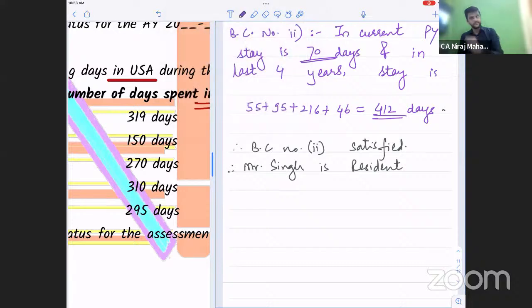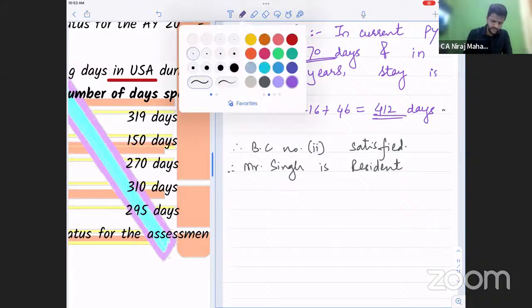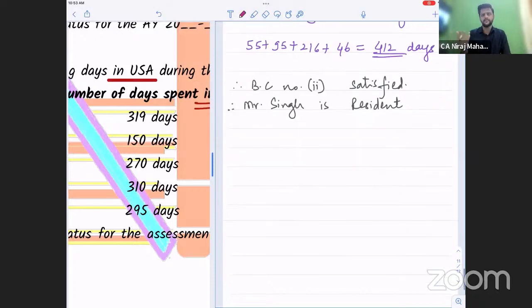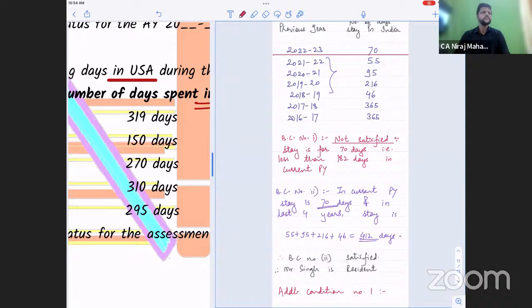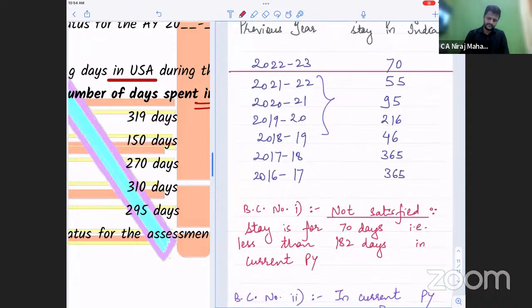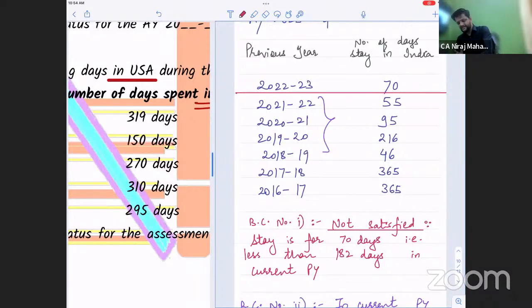Resident. What do we check? Additional condition. Correct. Additional condition number 1. Now check. Do you want to again prepare the table of satisfied or not satisfied? No, not required. Why? In the last 10 years, check. In the last what? 10 years. Automatically, you can see any 2 years you pick up.